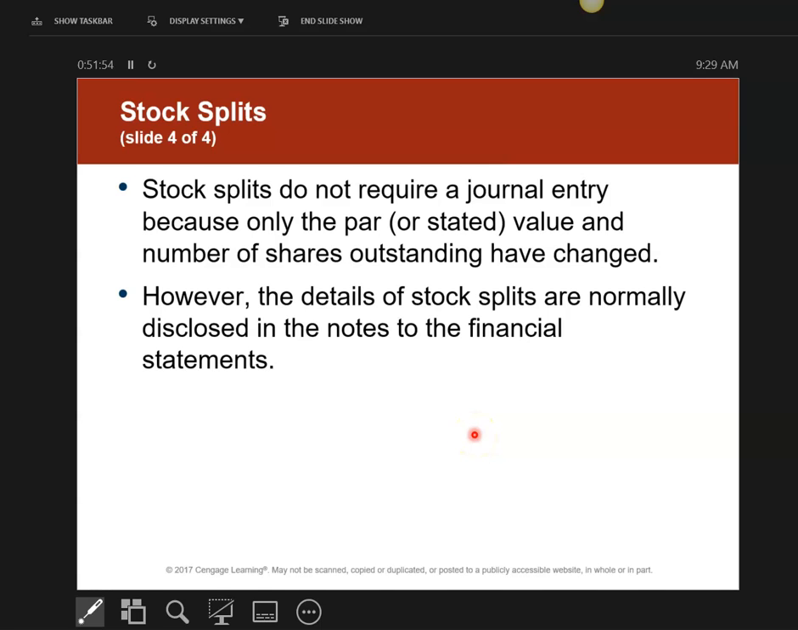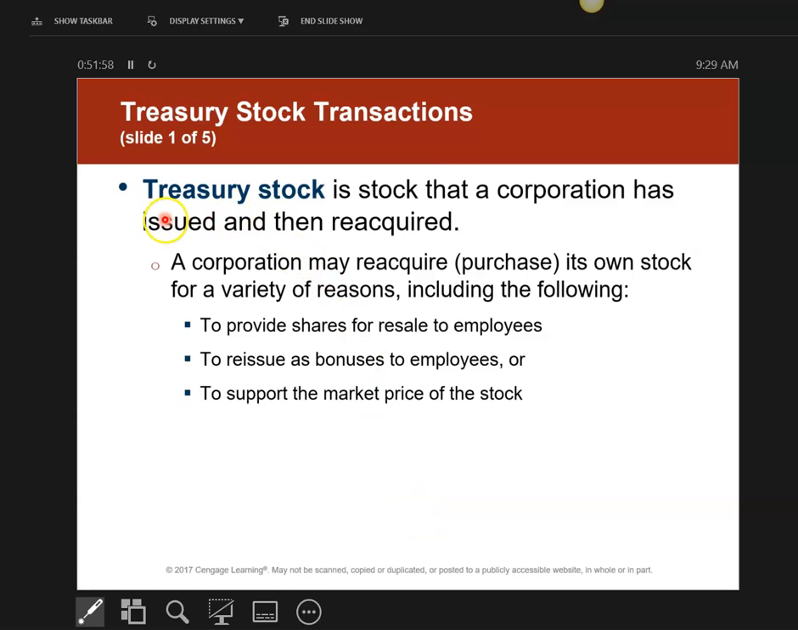Okay, I want to talk about one more thing. This is called Treasury Stock. Now, Treasury Stock has nothing to do with the government, but what it is, it's when I buy back my own stock. It's called buyback. And I'm going to buy back stock for a couple reasons. They call it reacquire in this textbook. But I may want to turn around and resell it to my employees. I may want to give it to bonuses, or I may actually want to sell it back on the stock market at a higher price.